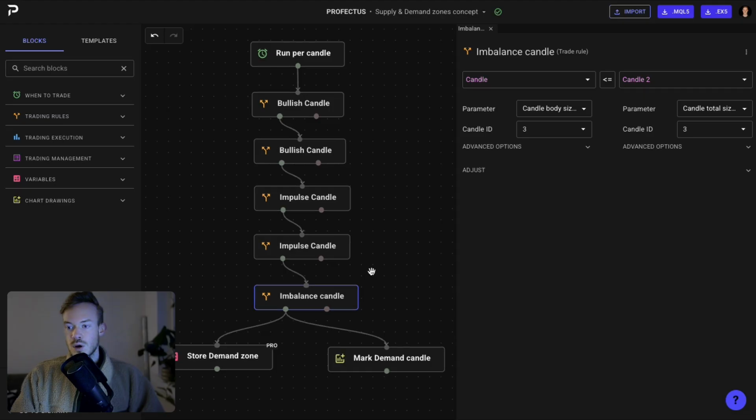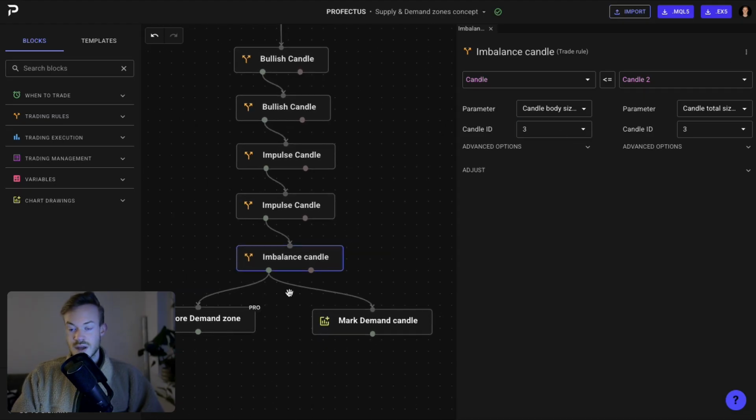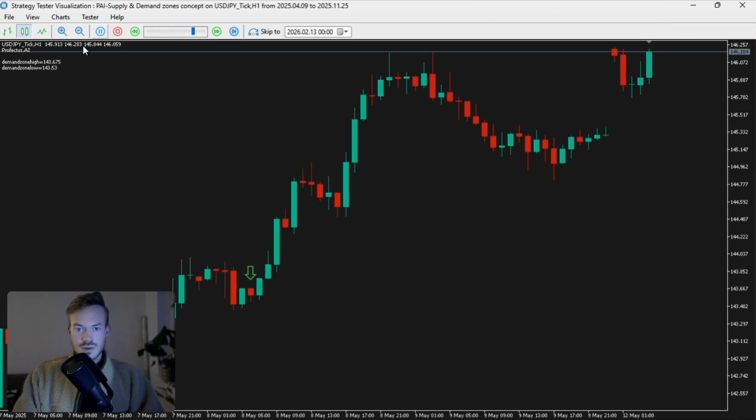The last block pretty much we will now check to make sure indeed it is a valid demand zone. We will now check, is the candle with the candle ID number 3, the candle body size, smaller or the same size as the candle total size? What does it mean? Now let's go back here to the charts.